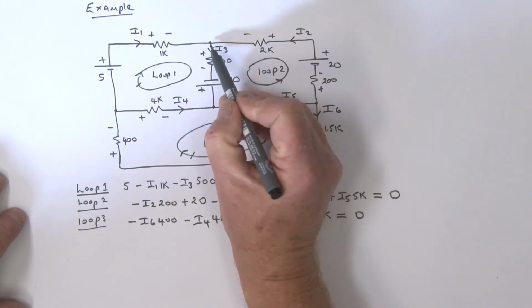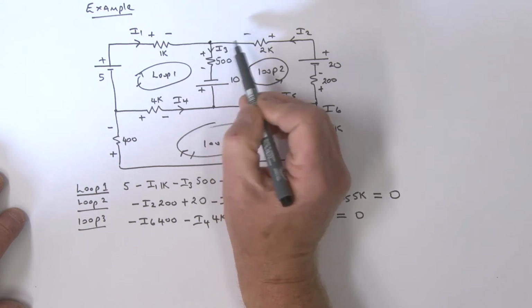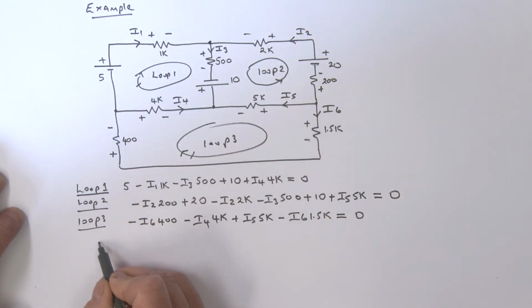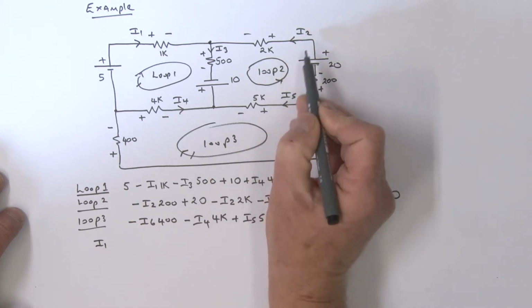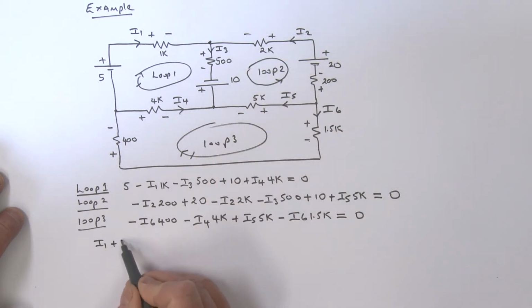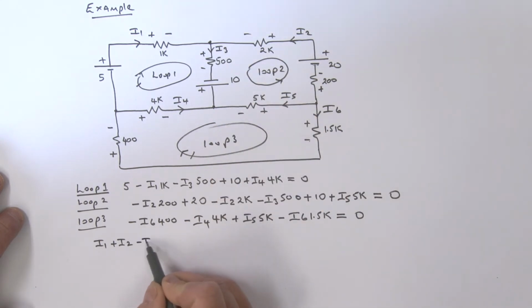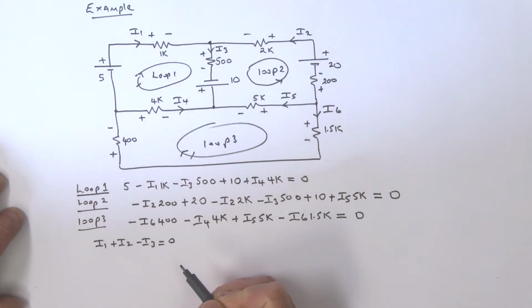We could write down node equations, and we might just do this. So look at this node over here. What's coming in? I1 is coming in. I2 is coming in, so that's a plus I2. I3 is going out, so it's a minus I3, and all of that is equal to 0. So that's one of our node equations.